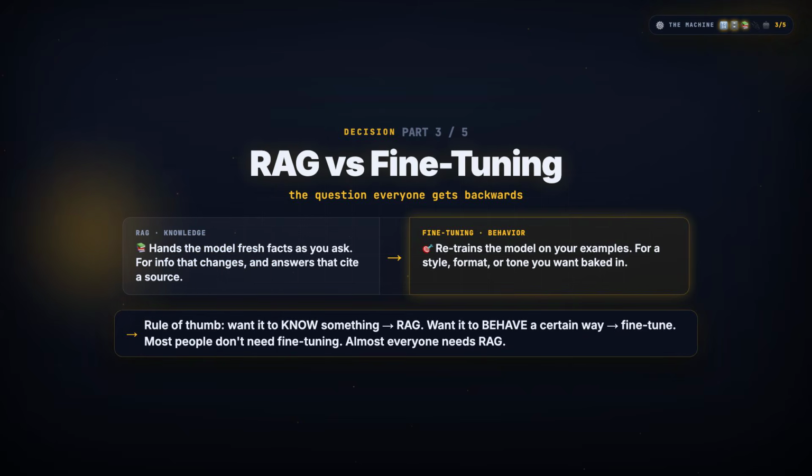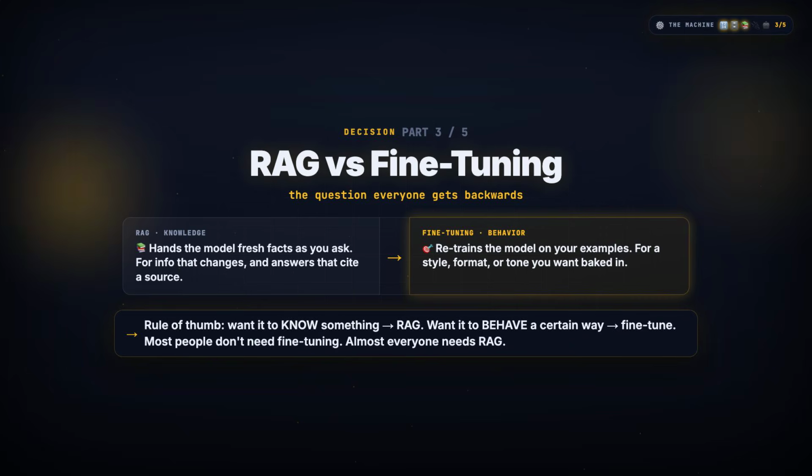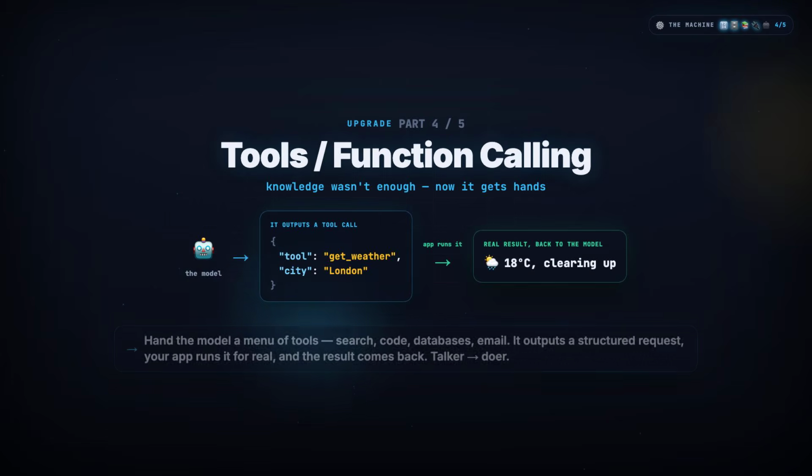Fine tuning is a different thing entirely. You keep training the model on your own examples until a new behavior is baked in. It's not for facts, it's for style, format, and tone. So here's the rule of thumb: if you want the model to know something, use RAG. If you want it to behave a certain way, fine tune. Most people don't need fine tuning. Almost everyone needs RAG.